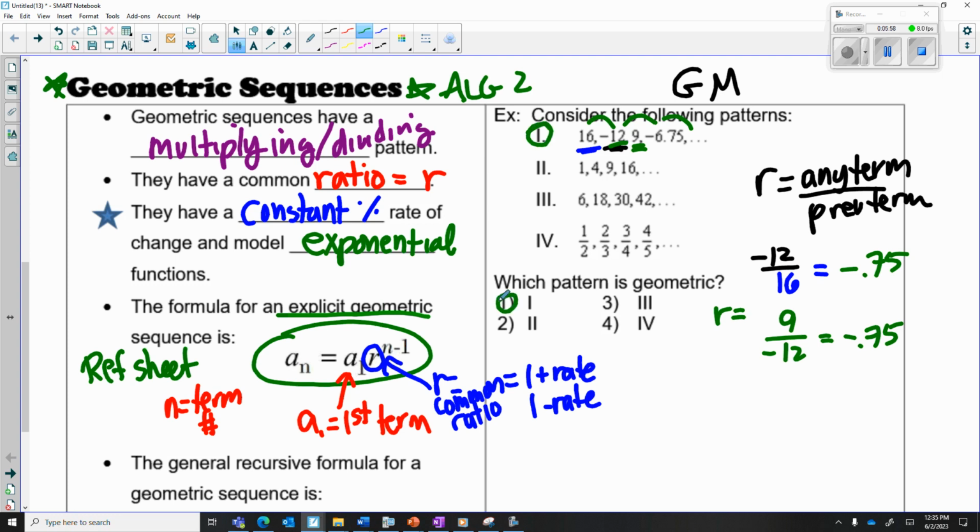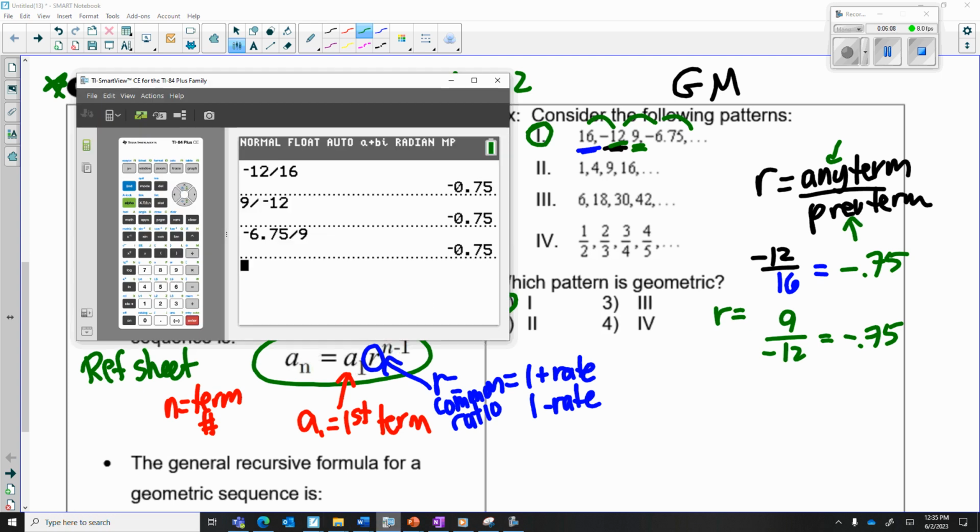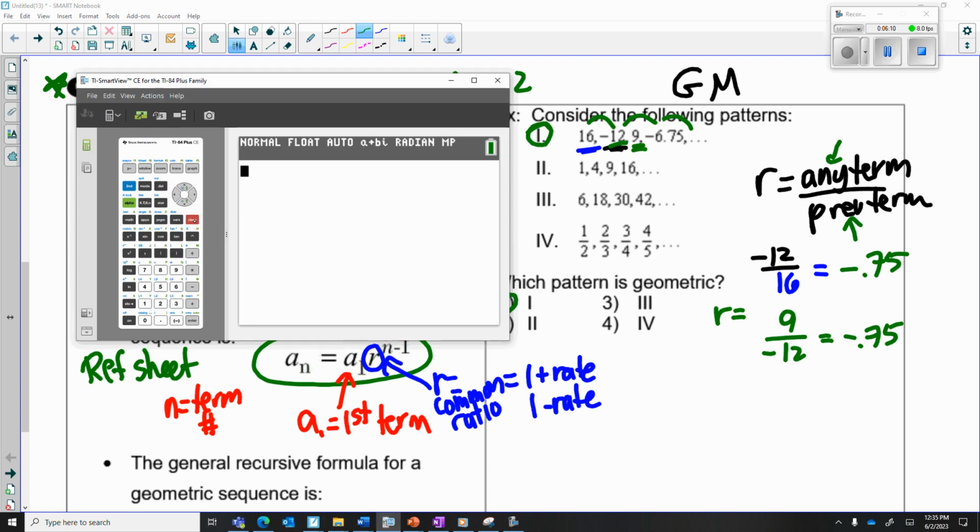So my best advice to you is take any term, divide by the one before it, then take another term, divide by the one before it, take another term, and see which one gives you a common ratio. If you were to go to Roman numeral 2 and take the second term 4 and divide it by 1, you'll get 4. But if you take the third term 9 and divide it by 4, you won't get 4. So that's why that ratio is not in common.